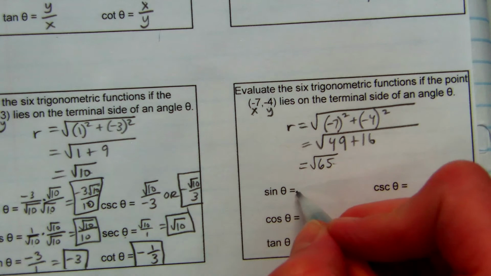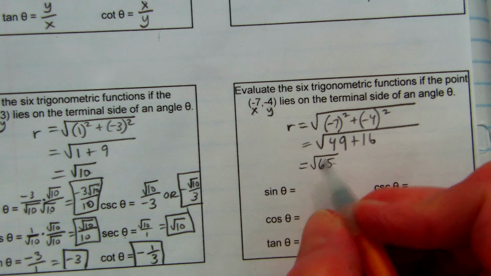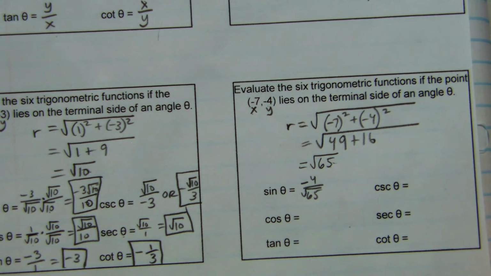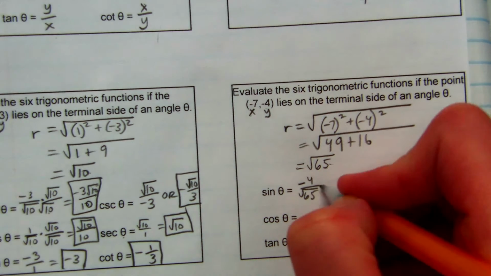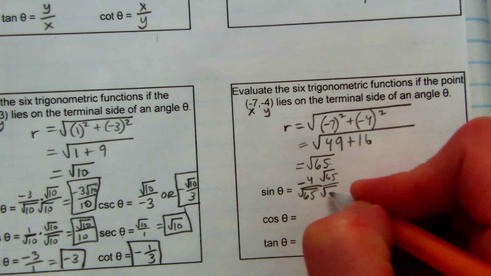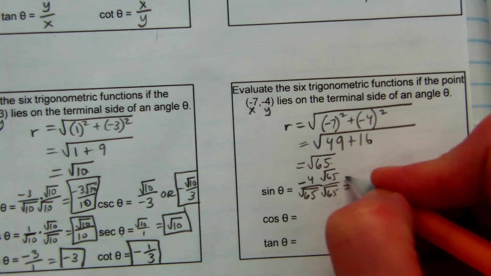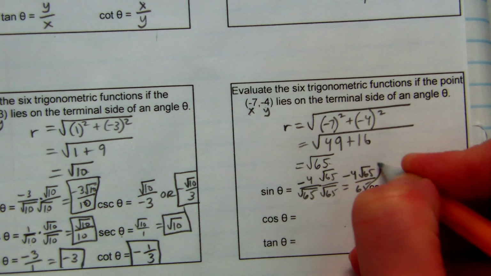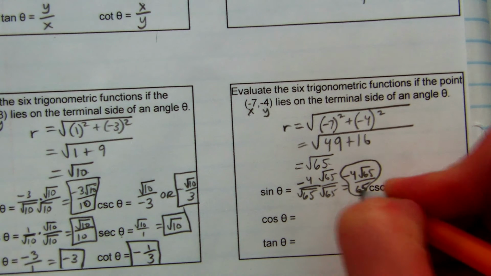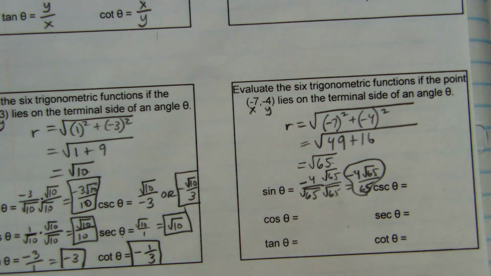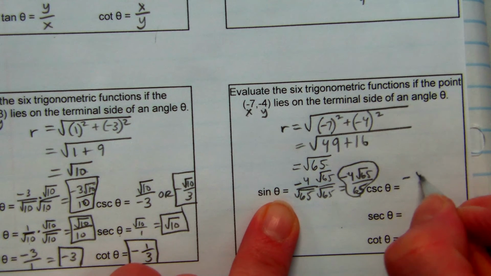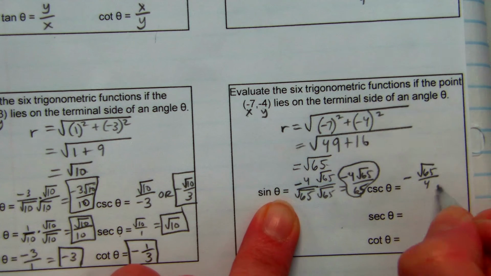Okay, so for sine, we need y over r. So negative 4 over the square root of 65. Darn square roots in the denominator again. So multiply by the square root of 65 on top and bottom. Or some of you may have done this enough that you can just go, okay, it's going to be negative 4 square root of 65 over 65 and call it good. And you should always check that the 4 and the 65 don't simplify, that nothing's going to be where you could reduce it. Cosecant, you flip over what you had originally, so it'll be negative square root of 65 over 4.